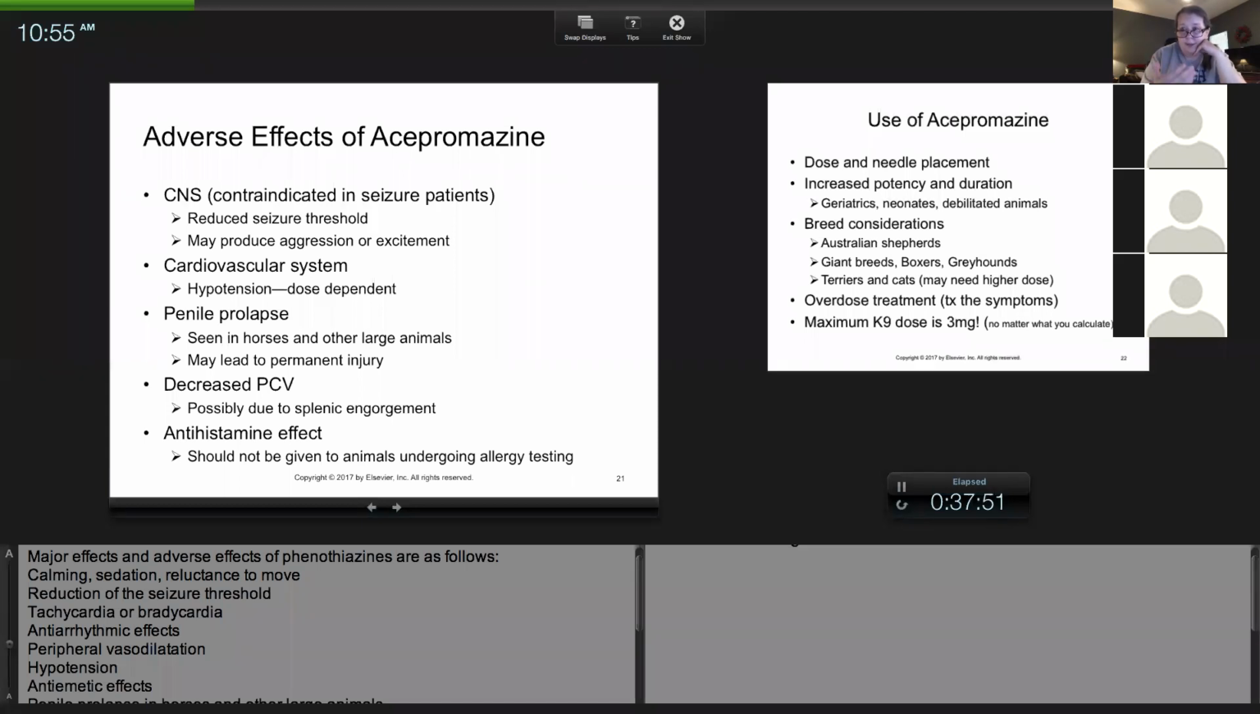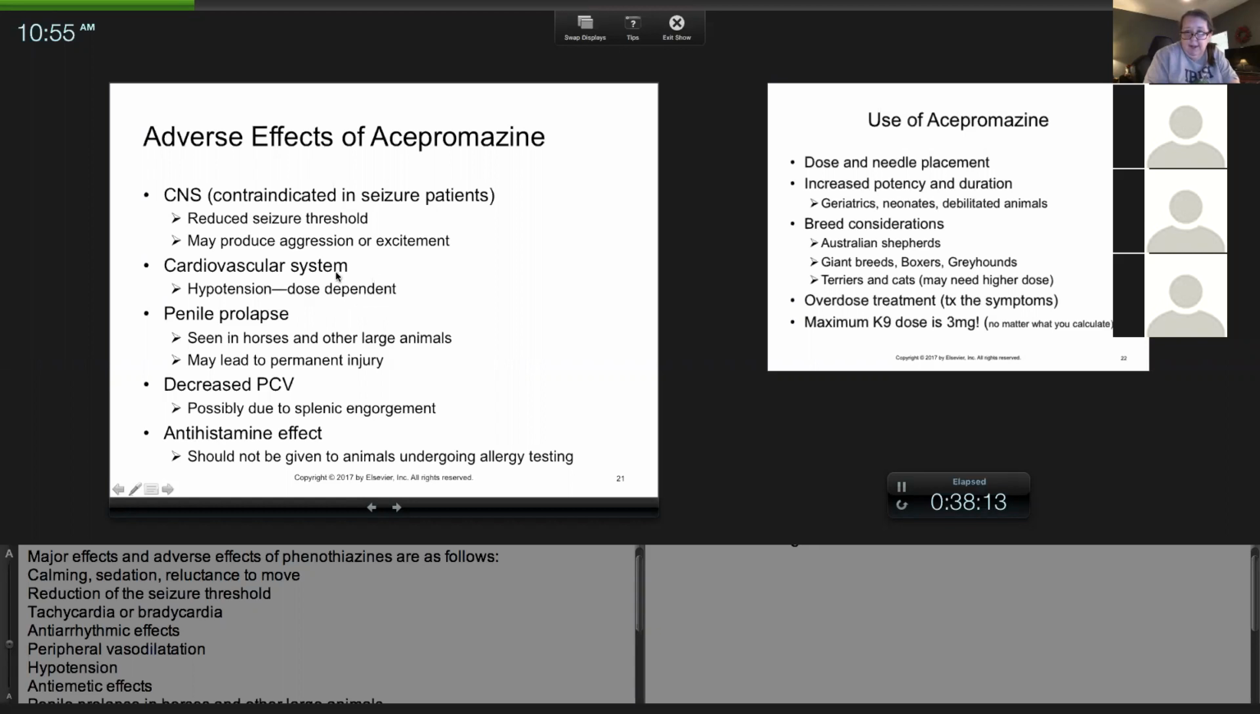And if we cause damage to the penis from prolapse, because when it prolapses, it's going to dry out, you have to moisten the penis, keep it clean, and make sure it's not swollen if it does prolapse. So most people will not use it in stallions because they don't want to worry about prolapse. So remember, that's why it's contraindicated in stallions.